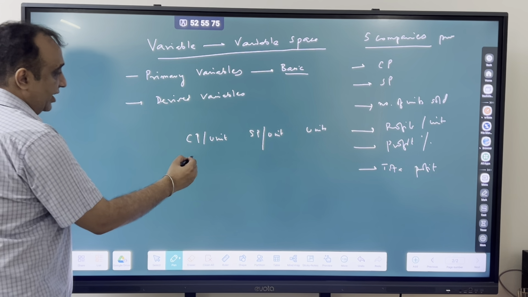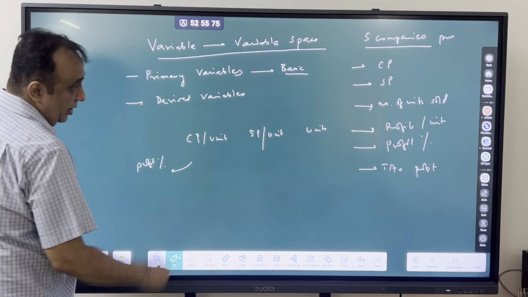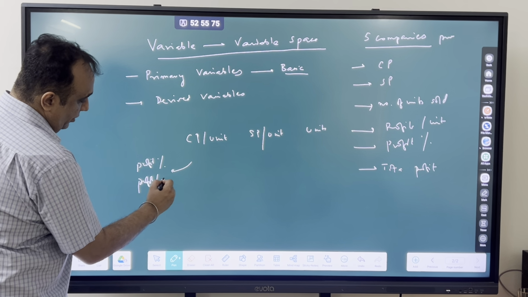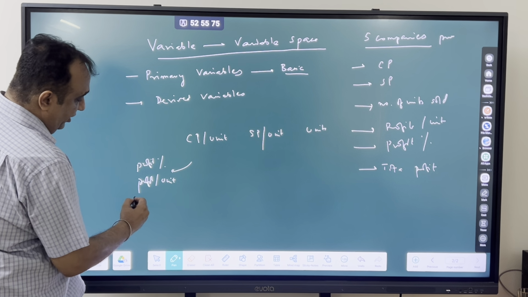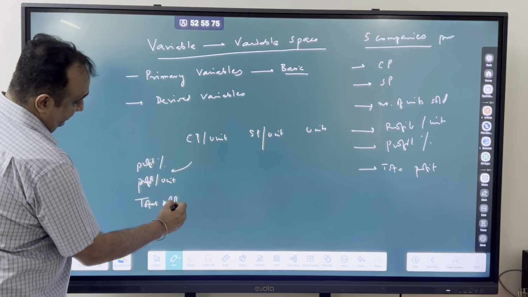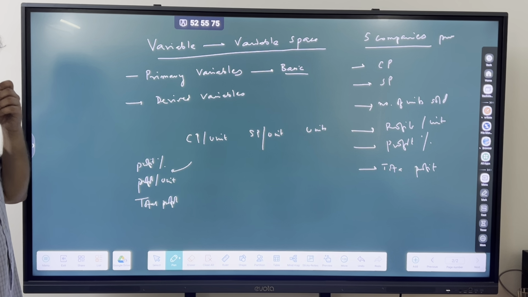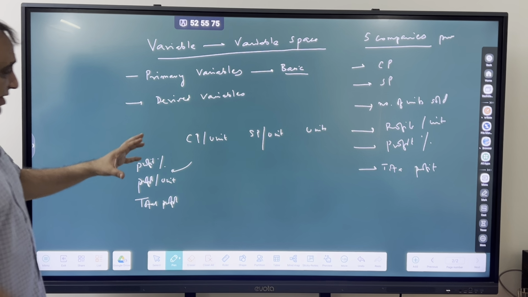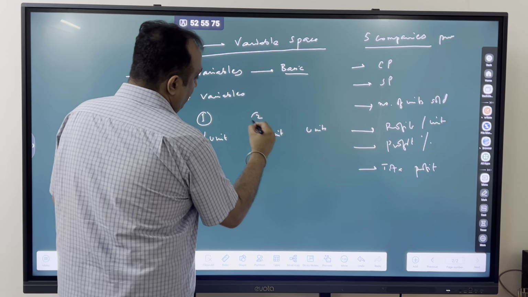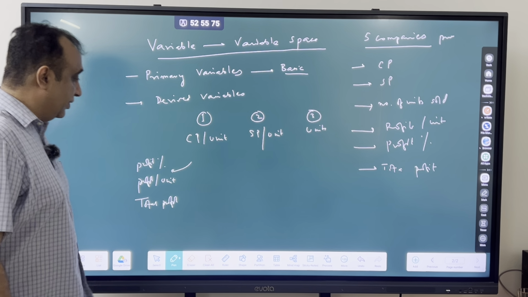From here I can calculate profit percent, I can calculate profit per unit, and I can calculate the total profit in that year if I know the total units also. So I might say that these are my basic variables: basic variable 1, basic variable 2, and basic variable 3. These are my 3 variables based on which I will be able to solve it.